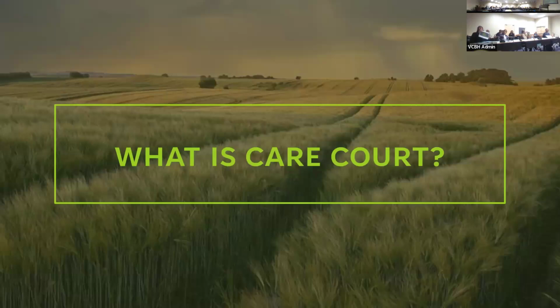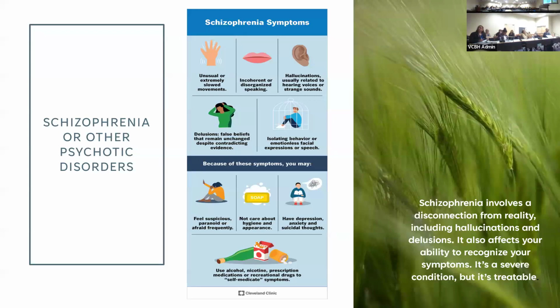So what is Care Court? It's a program designed to provide wraparound services, including therapy, medication, and housing to certain individuals with court oversight. It targets individuals with schizophrenia and other psychotic disorders who are not stabilized and need services. Common symptoms associated with schizophrenia are hallucinations, delusions, paranoia, isolation, disorganized thinking and speech.